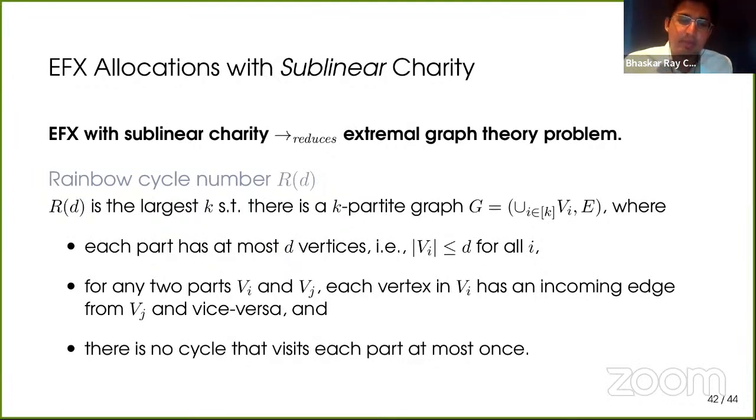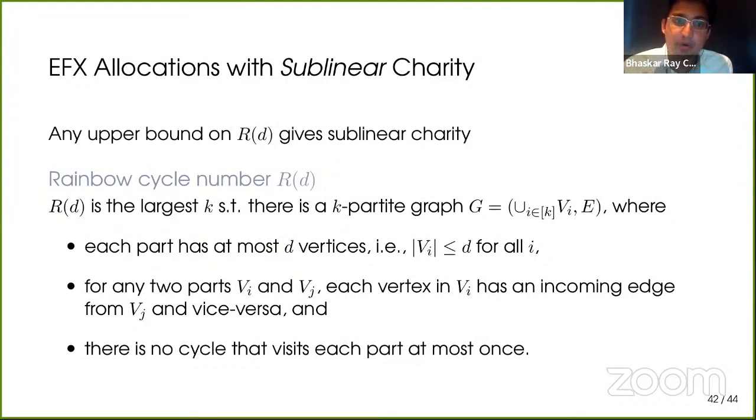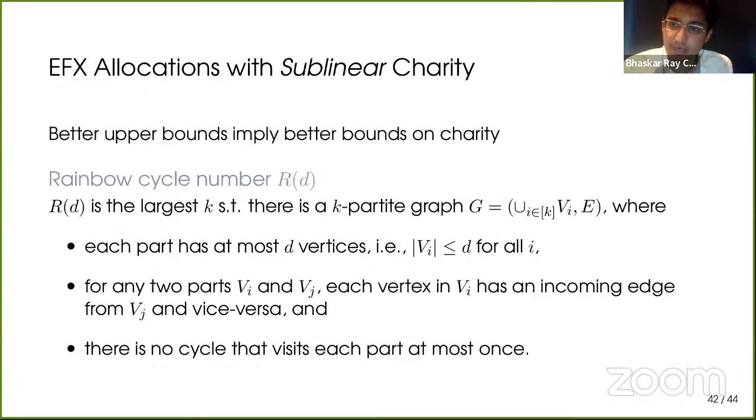Why is this called rainbow cycle? Because you can color the edges outgoing from a particular part with one color, and the graph should not admit a multicolor cycle. That's what this number says. So how does this relate to EFX with charity? We show that any upper bound on R of D will give you some bound. If you can just show that this number is finite, you will already get sublinear charity. In particular, if you can find better upper bounds, then you can get better bounds on charity.